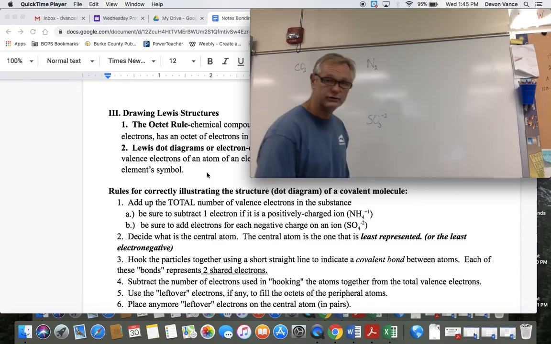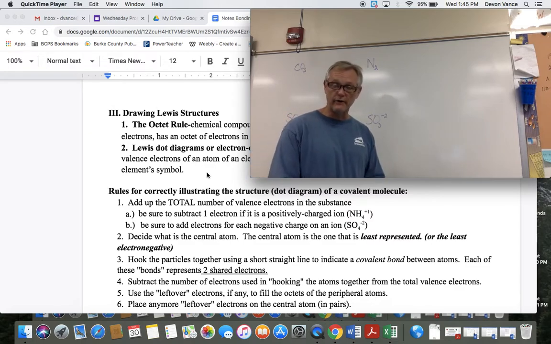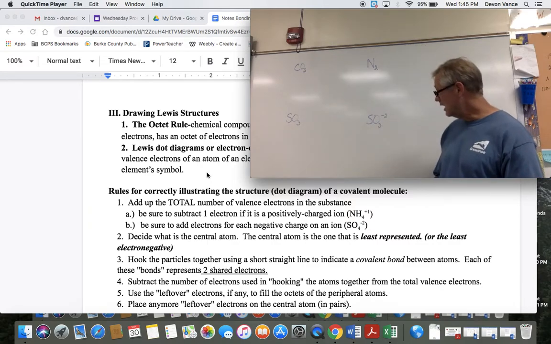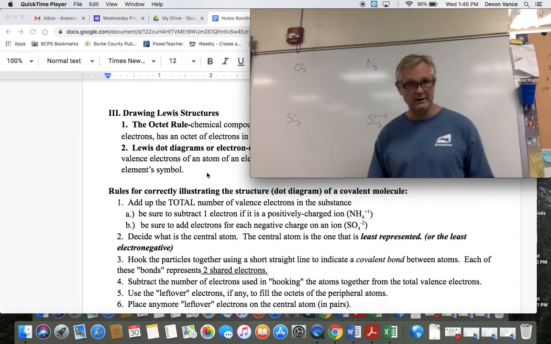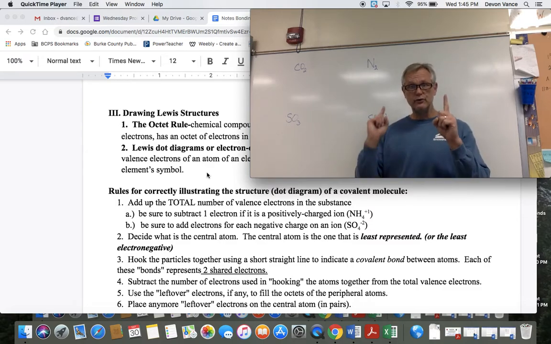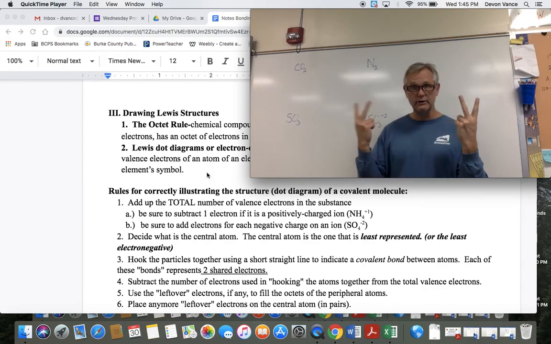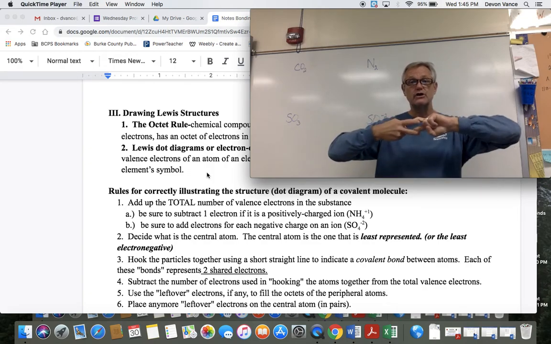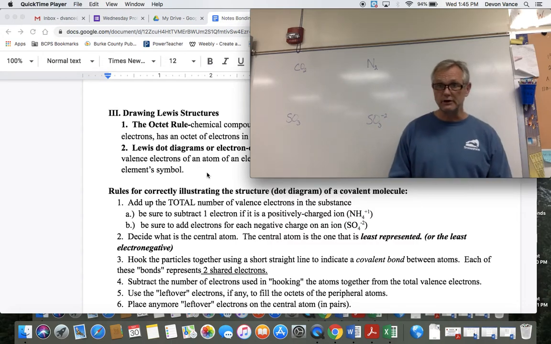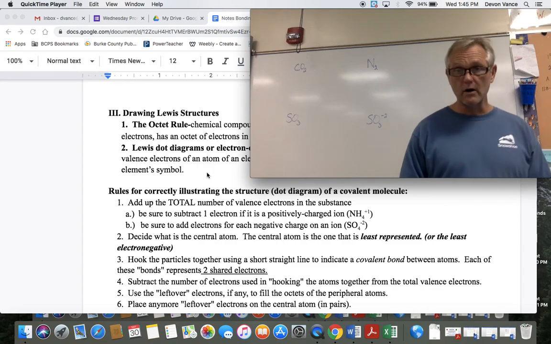So what we're going to do is look at drawing the Lewis structure for compounds that contain double bonds. If you remember, a single bond is 2 electrons that are shared, so you get one shared pair of electrons. A double bond, you got 2 electrons from this atom, 2 electrons from this atom, so you get 2 pairs of shared, or 4 electrons. And then, of course, a triple is 3 paired shares, or 6 electrons.